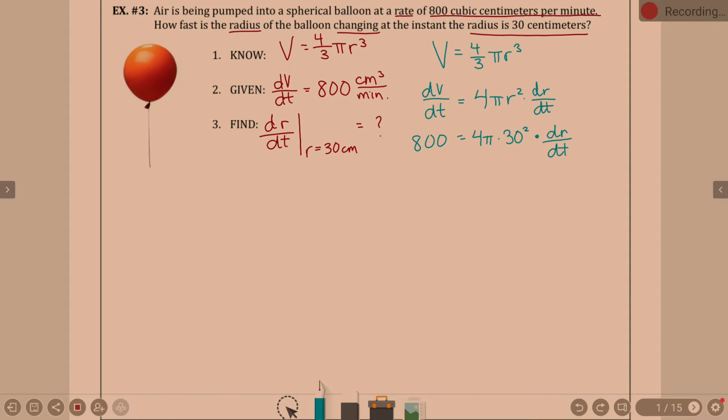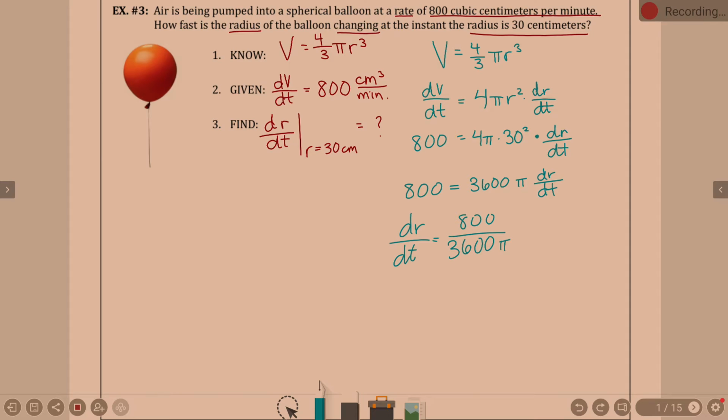I'm not even sure if I multiplied this all out or if I just went ahead and divided it and then worked with it. 30 squared is going to be 900 times 4 is going to be 3600. So 3600 pi dr dt. If I solve for dr dt, I'm going to have 800 divided by 3600 pi, if you will.